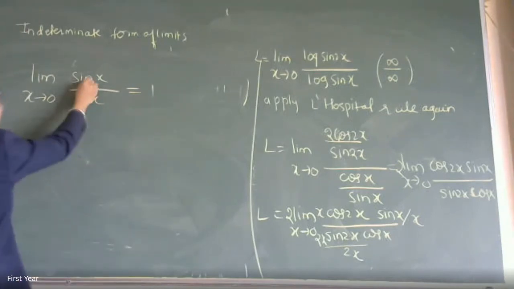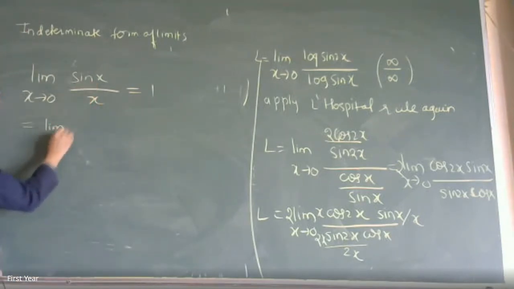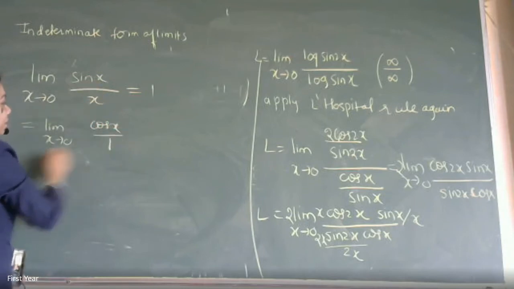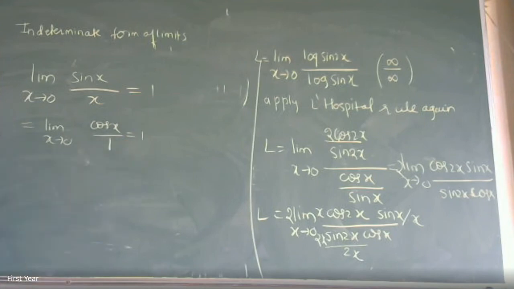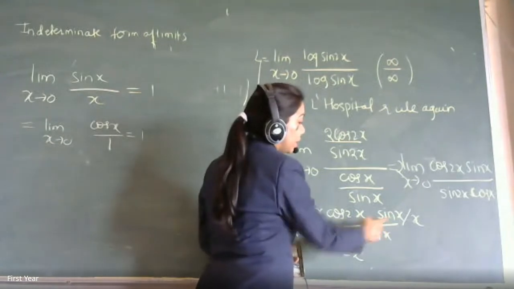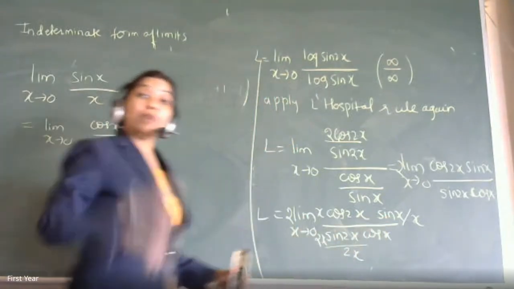Limit as x tends to 0 of sin x by x: how do we solve this? This is 0 by 0 form, so cos x by 1, and cos 0 is 1. That is my answer. Okay? Did you understand what I want to use? So when I use this identity, I will get the answer immediately in this step only. There is no need to apply L'Hospital once again.